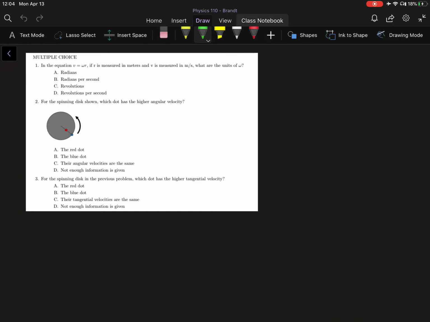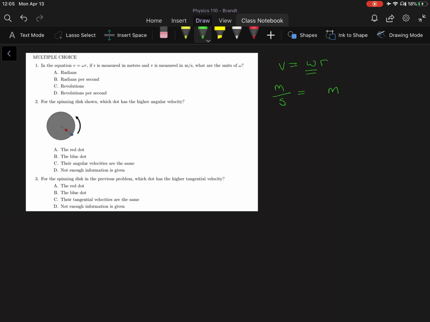All right, so for the multiple choice for lesson 25 worksheet, start off with number one. We have our equation V equals omega R. We know that V is in meters per second. We're looking for what omega is going to be. We know that R is measured in meters.